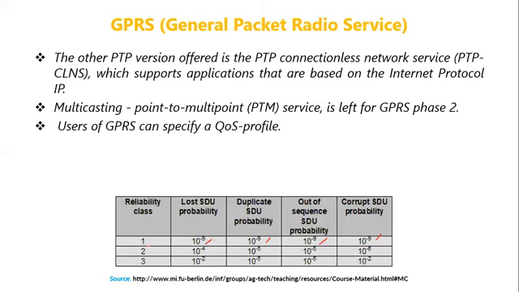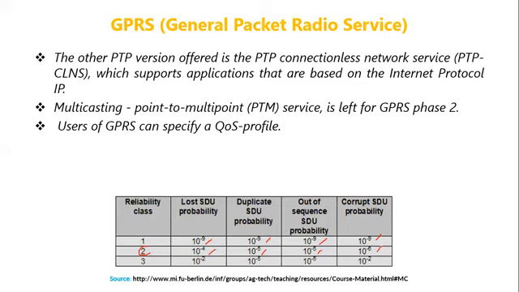If applications exhibit greater error tolerance, then class 2 would be appropriate. If the applications can do a lot of error tolerance by themselves, then class 2 can be used, which has a loss probability of 10 to the power minus 4, duplicate probability of 10 to the power minus 5, out of sequence probability of 10 to the power minus 5, and corrupt SDU probability of 10 to the power minus 6.